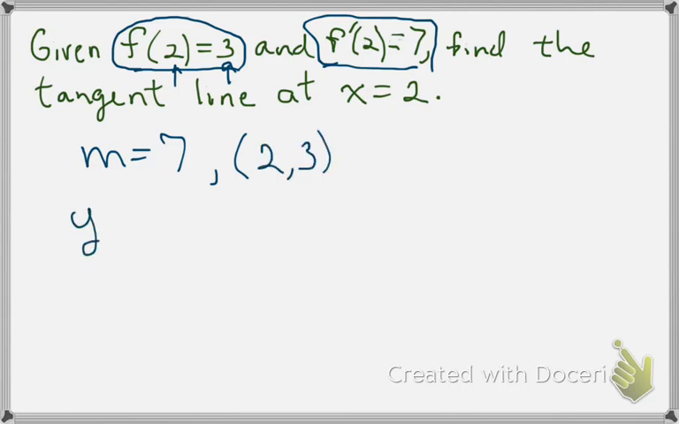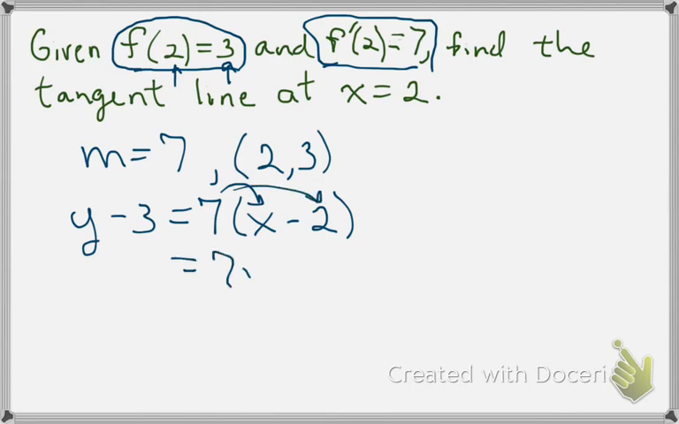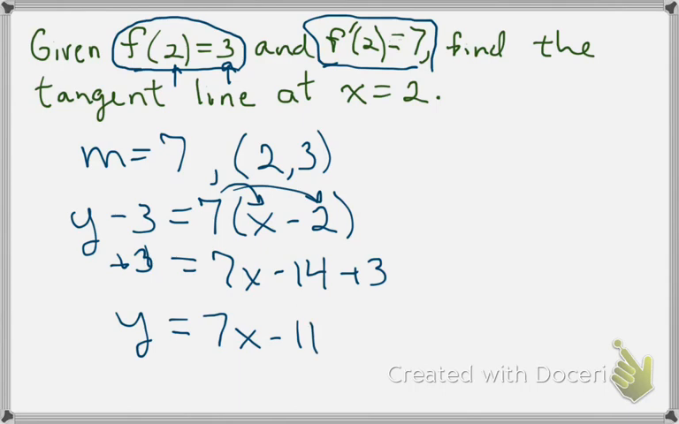And if we wanted to do point slope form, we could do y minus 3 equals 7 times x minus 2. Or if we want it in slope-intercept form, we could just solve this for y. So over here we have 7x minus 14. We'll add the 3 to both sides, and we get y equals 7x minus 11 is our tangent line.